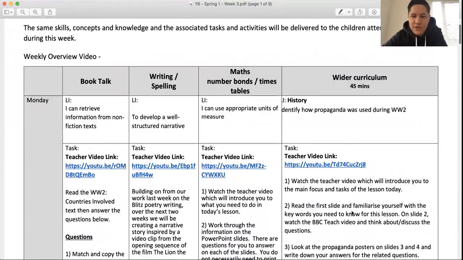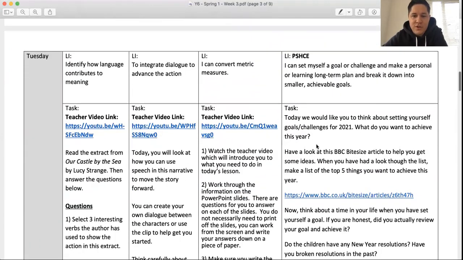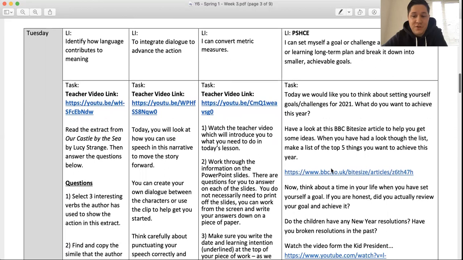As I said, we've got our history to start us off on the Monday. And then on Tuesday, we want you to continue with this positive thought process about this year to come. Now, we know that 2020 was a difficult year, and 2021 is probably going to continue to be quite tough for some time. But we'd like you to think about what challenges or goals you want to set yourself during this year. You might want to call them resolutions, New Year resolutions.